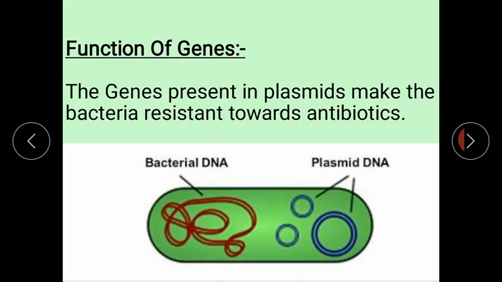Genes are present in the plasmids, and what are the functions of those genes? They make bacteria resistant towards antibiotics. What does it mean that bacteria are resistant towards antibiotics? It means that they have the ability to defend themselves from bacterial killer drugs. Okay?